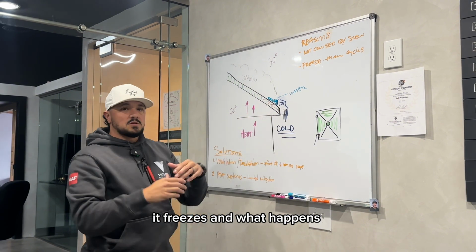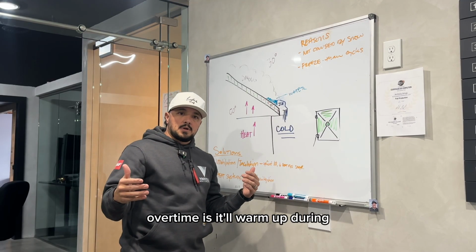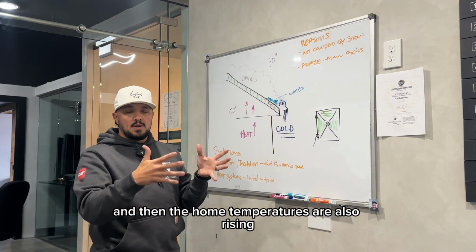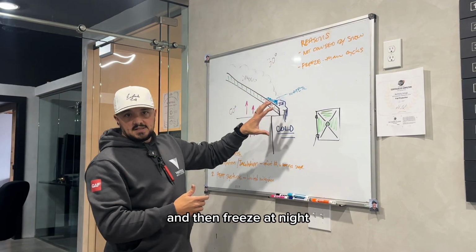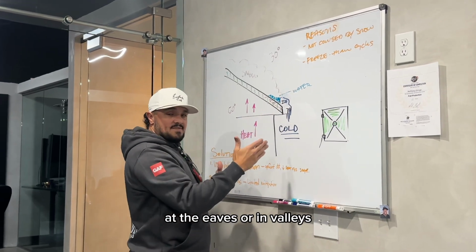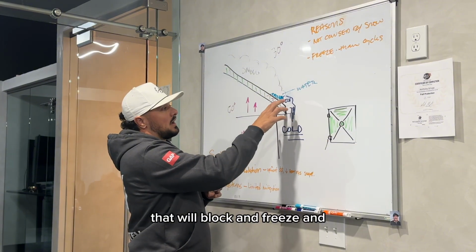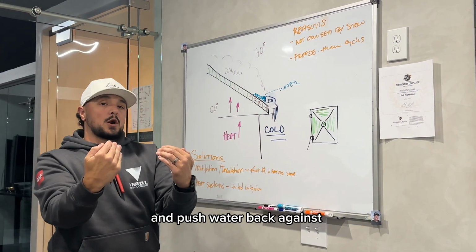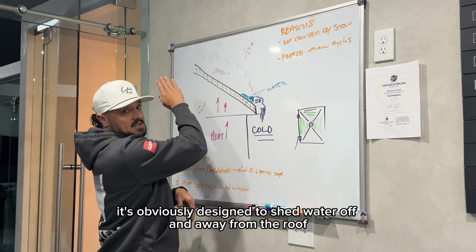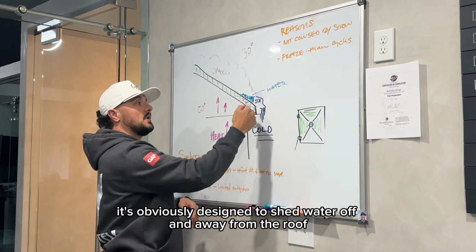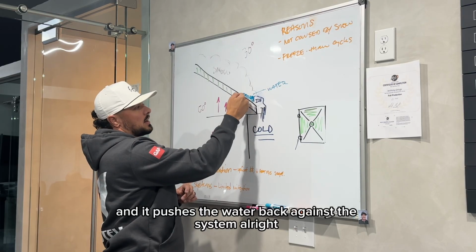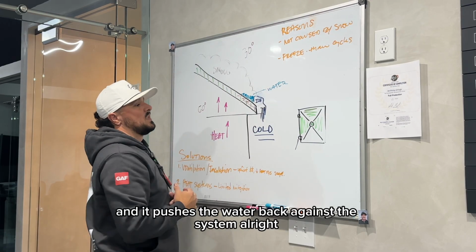freezes. And what happens over time is it'll warm up during the daytime when temperatures are rising, and then the home temperatures are also rising, and then freeze at night. Then you'll get this big block of ice here at the eaves or in valleys that will block and freeze and push water back against the roofing system. So if this is your roofing system here, it's obviously designed to shed water off and away from the roof. What you'll see here, there's this dam of ice here, and it pushes the water back against the system, right?